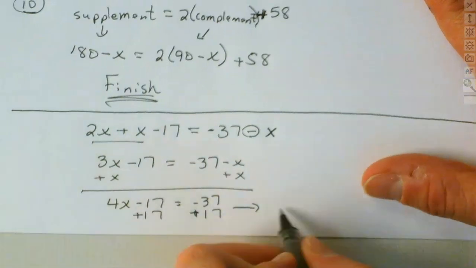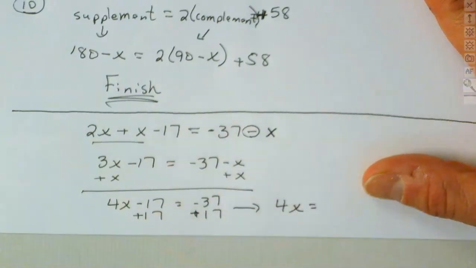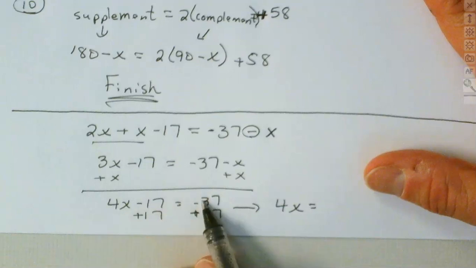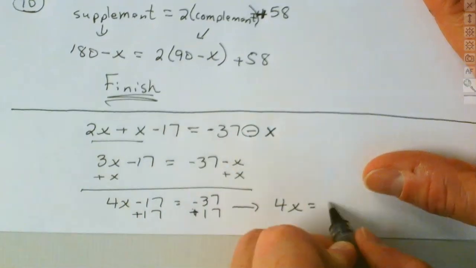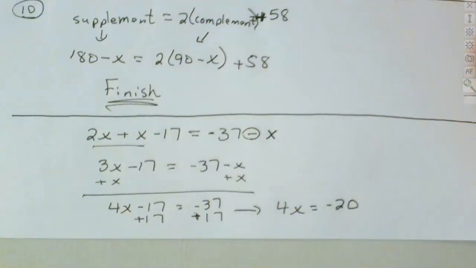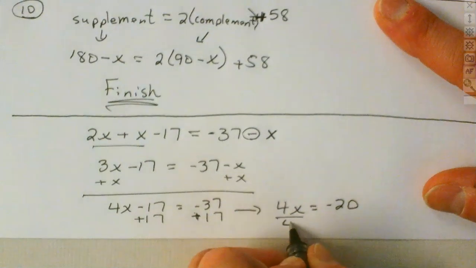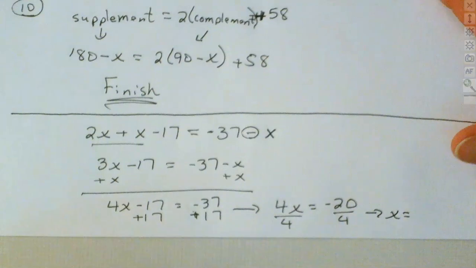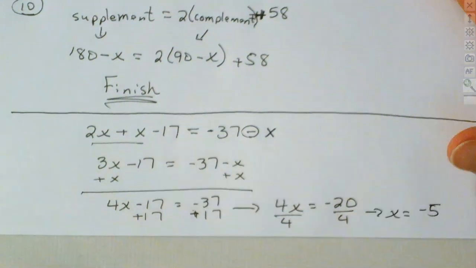Yep, I've got a 4x. It is positive. And what does it equal? A minus 37 plus 17. These are different, so they subtract. 37 minus 17 is a 20. My sign is negative because it's larger. So that's your minus 20 there. How do we finish it? Divide by your 4. And so now your number is going to come out to be what? Negative 5.